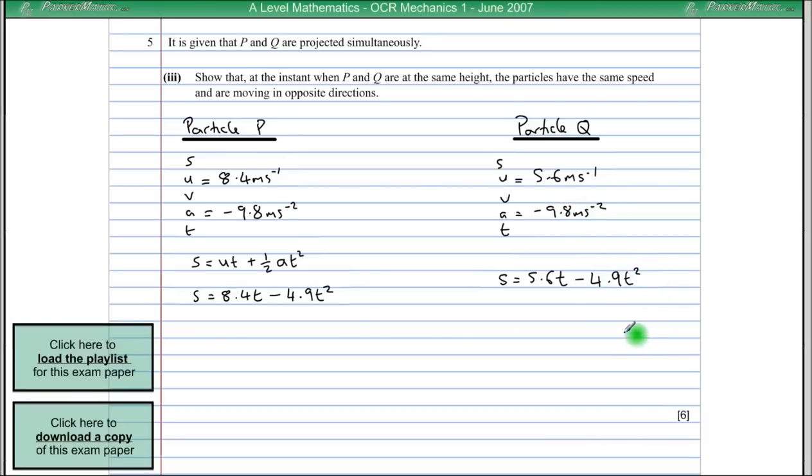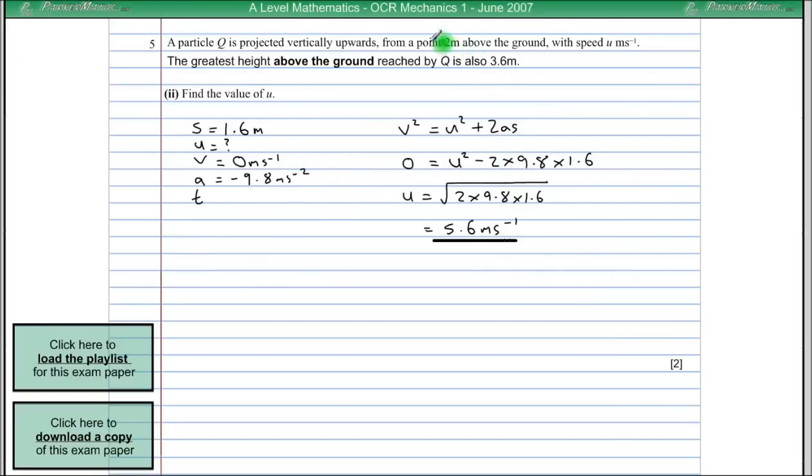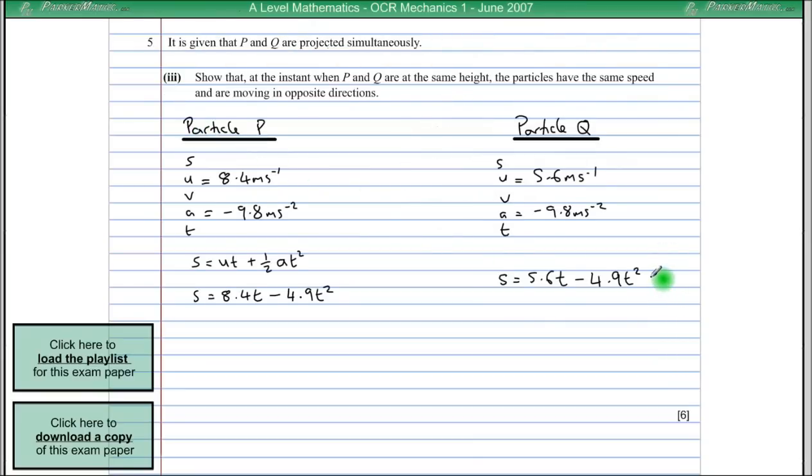However, we have to be careful with this particle because we know it starts, if we look back, from a point 2 meters above the ground. So this particle, when it starts, is already 2 above the ground. We need to add 2 onto here like that. That plus 2 represents the fact that it already has a displacement of 2 on top of what else happens. So we've got 2 equations for S and T, and in these equations S and T represent the same quantities, so we can say, well, this equation has to equal this equation.